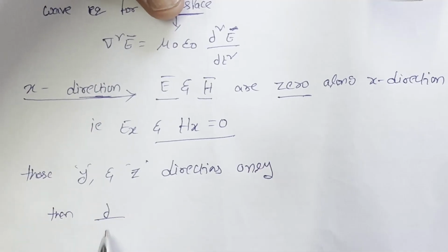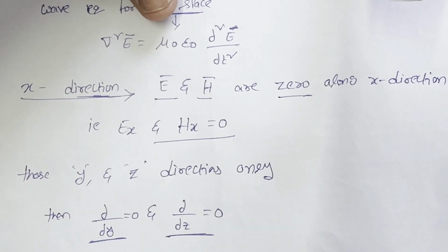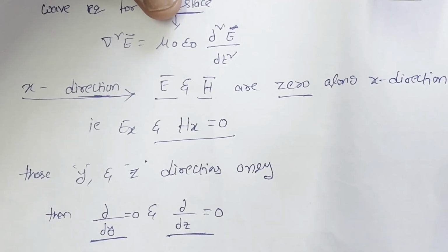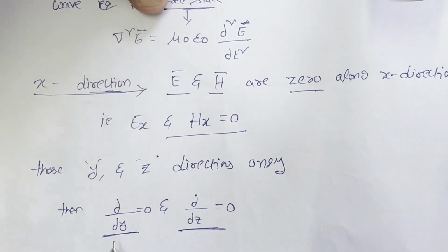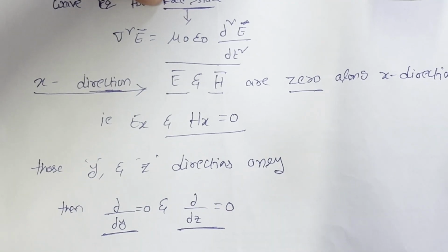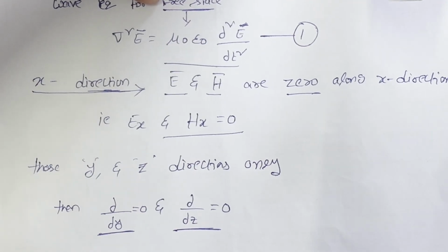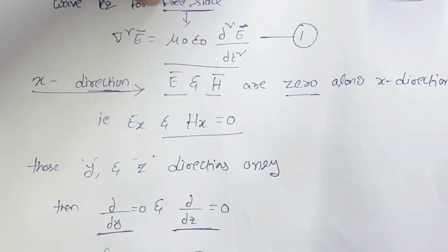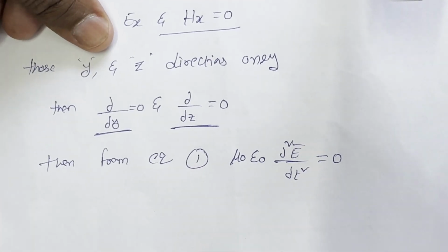Then dou by dou y and dou by dou z will become 0. With this, the value of del square E bar will become 0. I am assuming this is equation number 1. Then from equation 1, mu naught epsilon naught dou square E bar by dou t square will become 0.